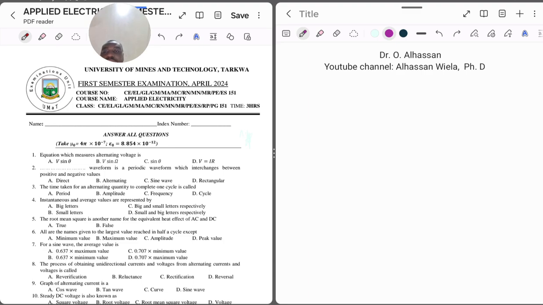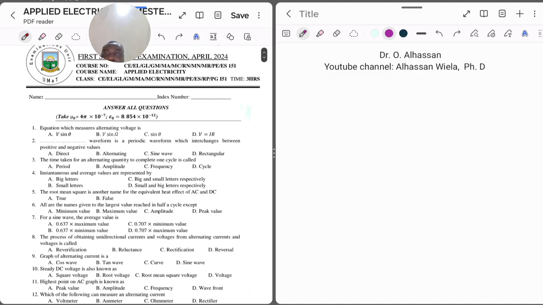Now, starting with question 1. So let's get started. We have question 1 here. Question 1: the equation which measures alternating voltage. Okay.